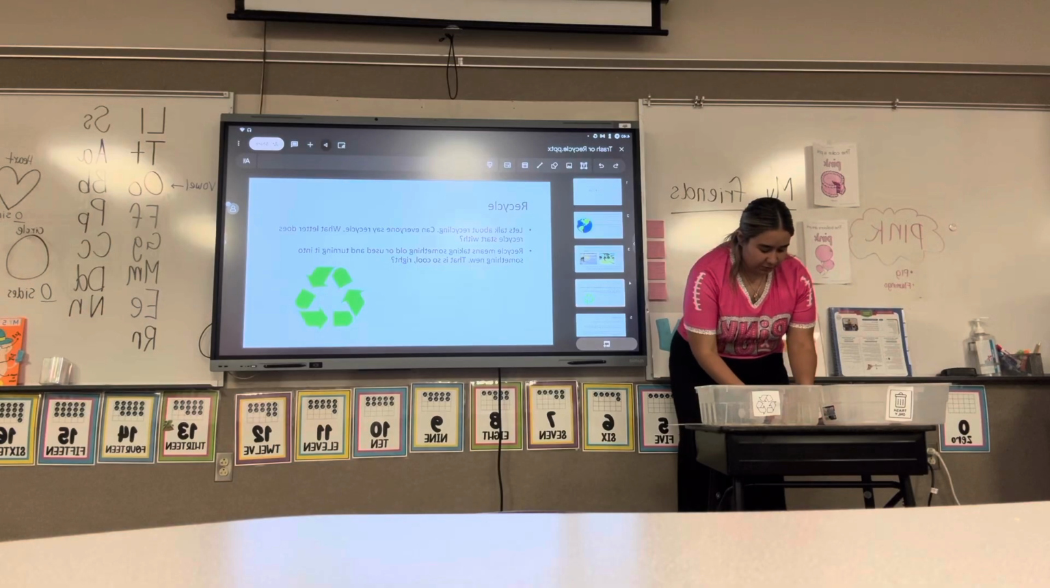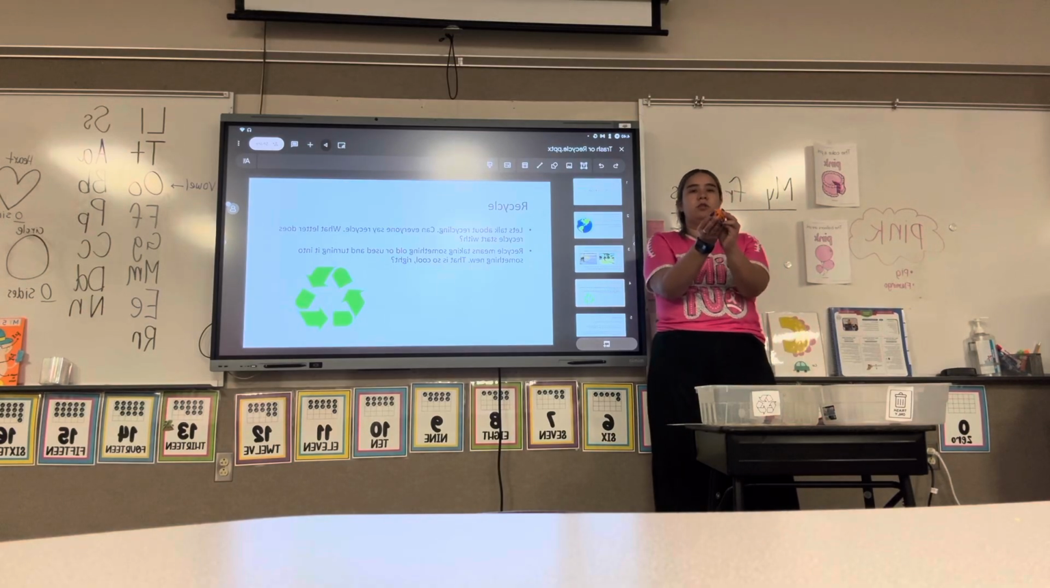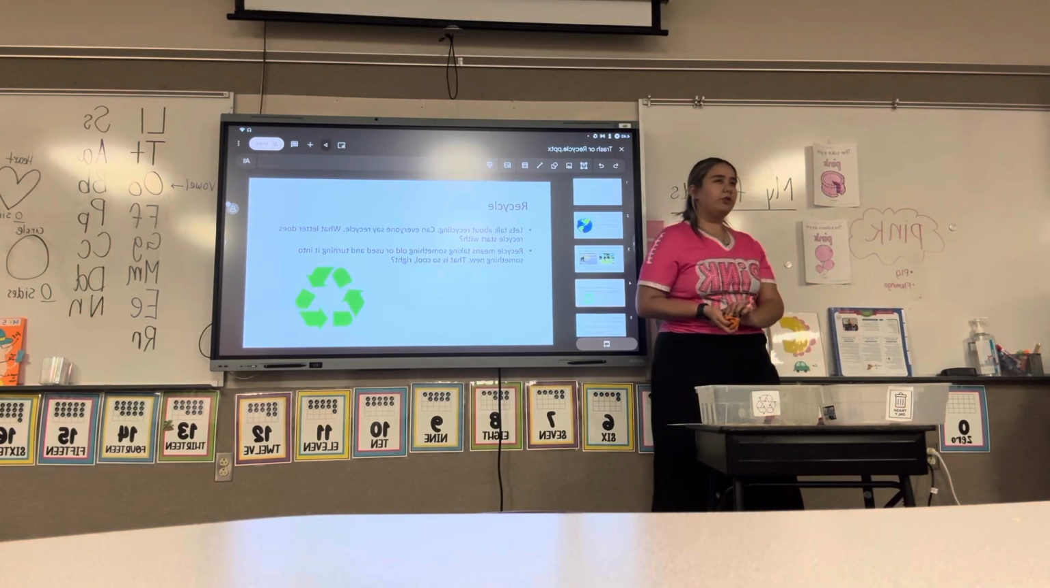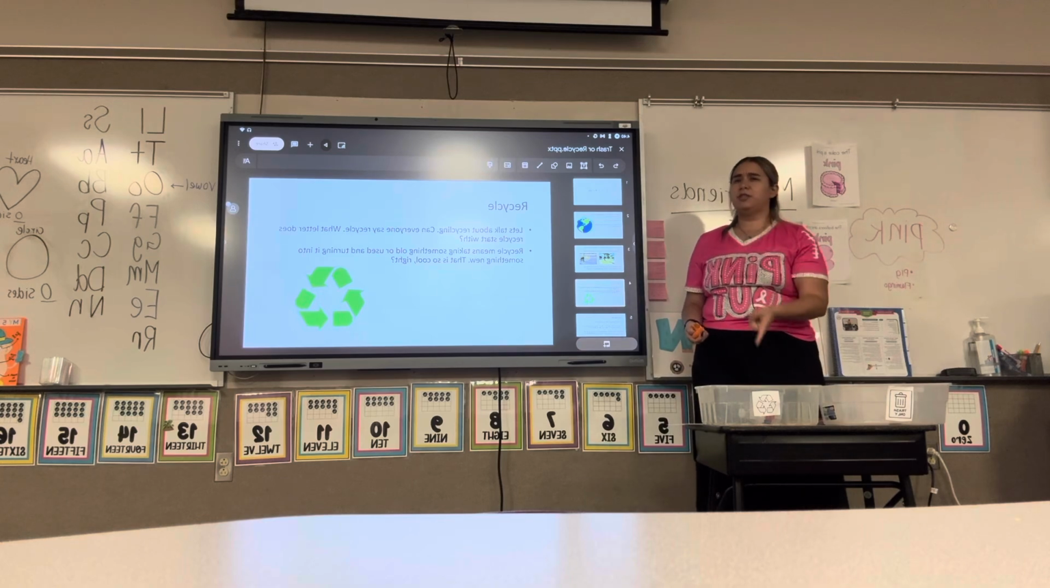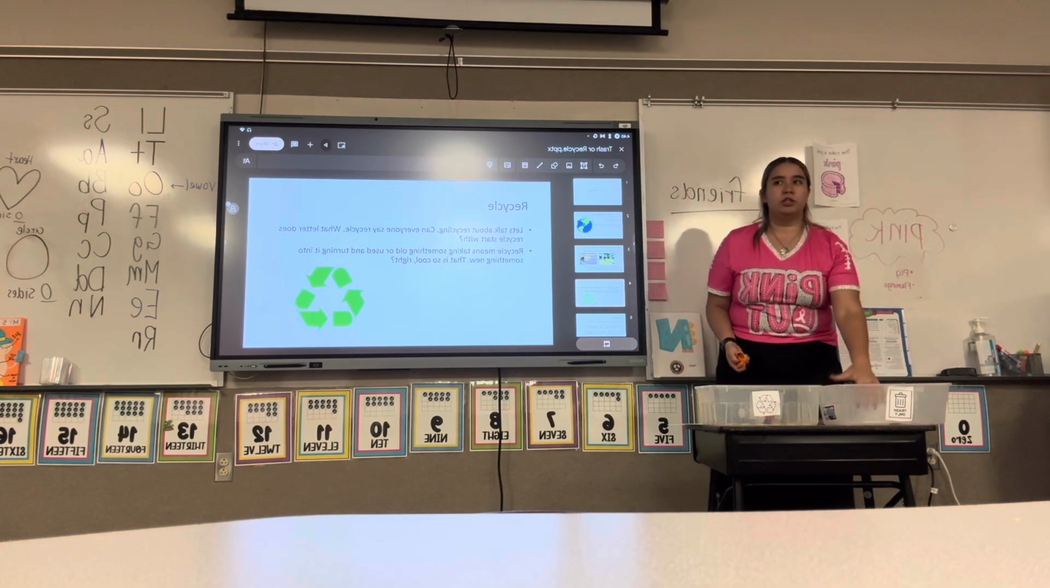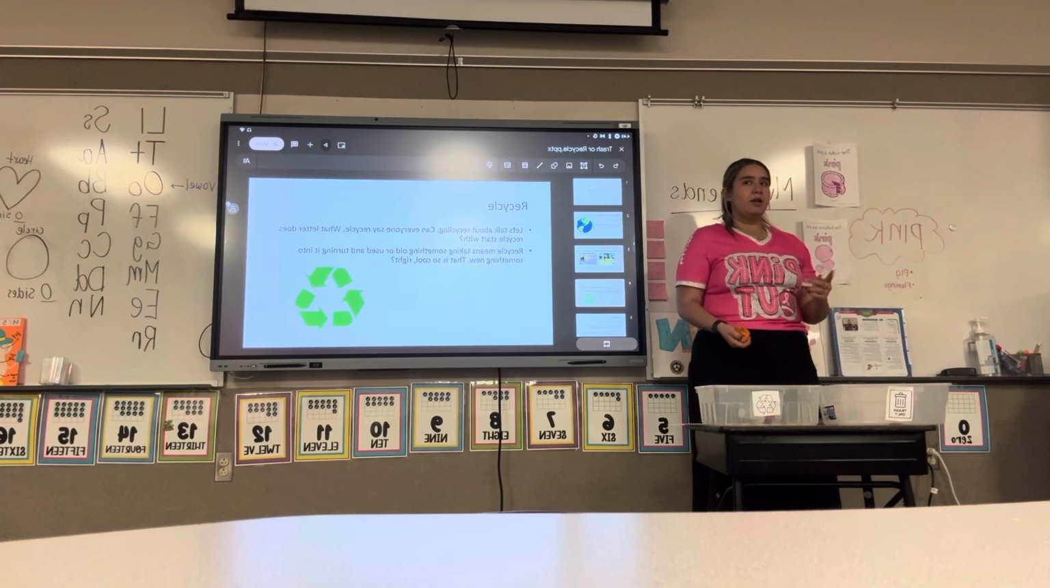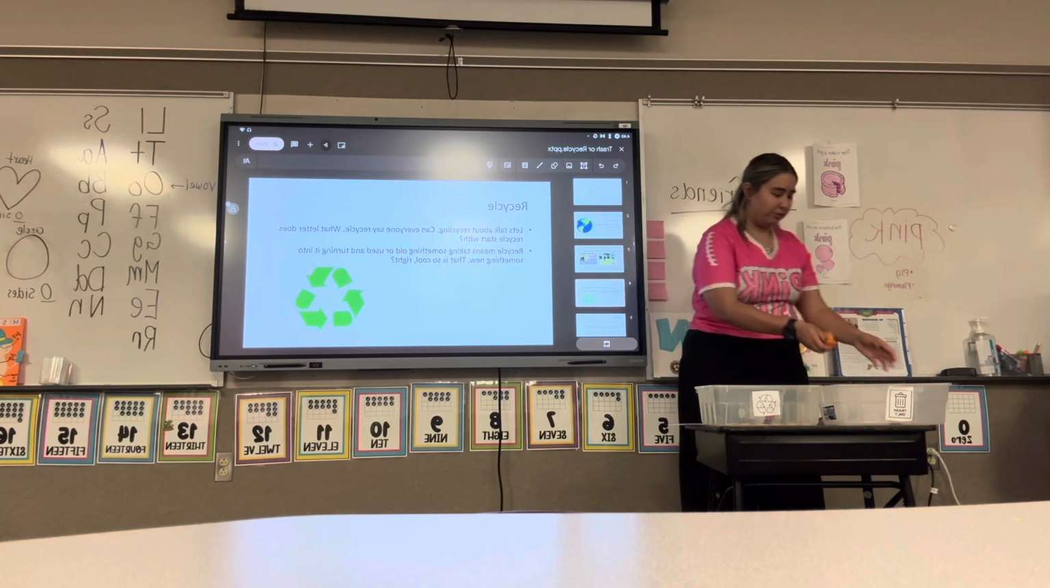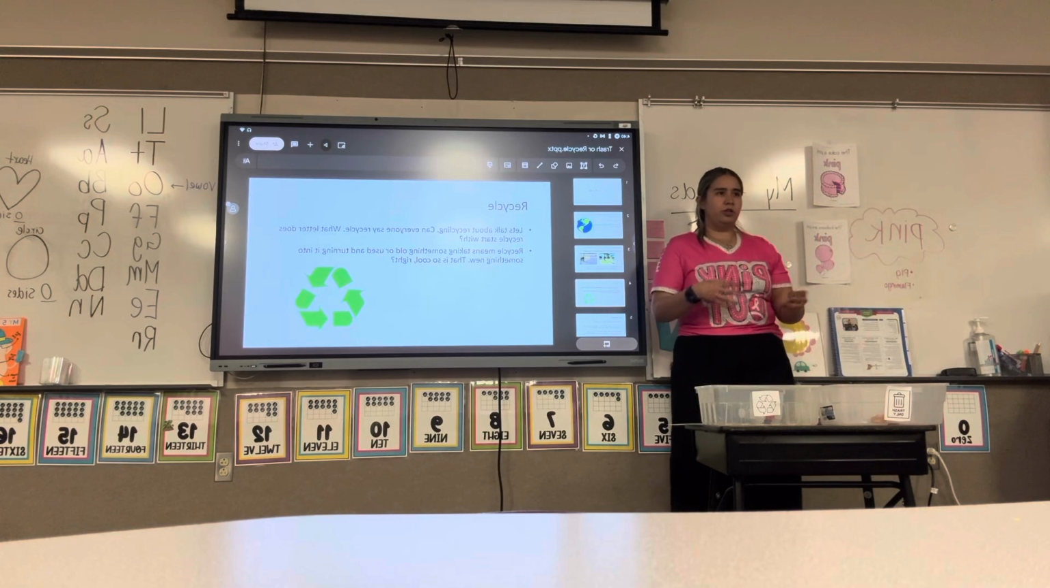Now, this was Miss B's snack from earlier. It's an orange peel. Do you think the orange peel is going to be used again in the recycle bin, or is it going to be in the trash bin? That's right, it's going to be in the trash bin, right? You're going to want to throw your orange peel away.